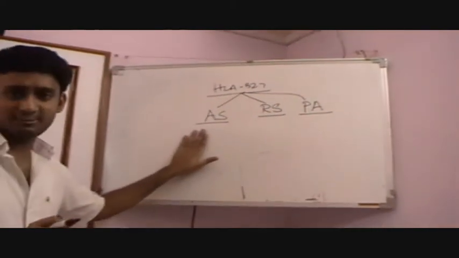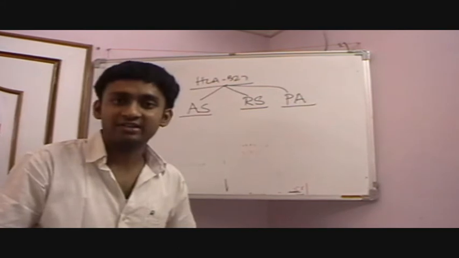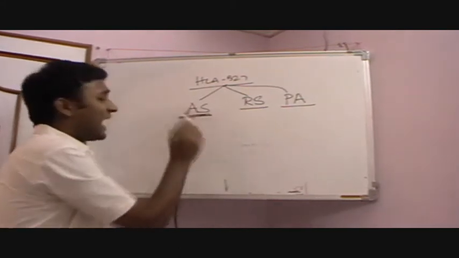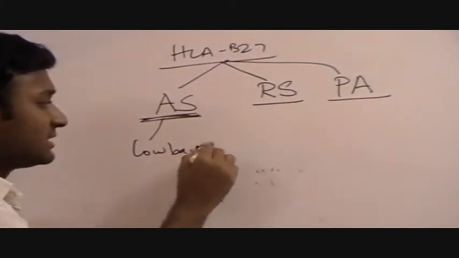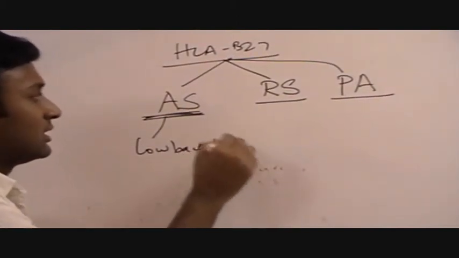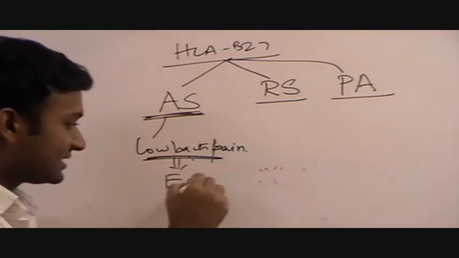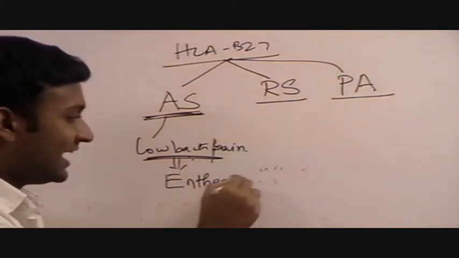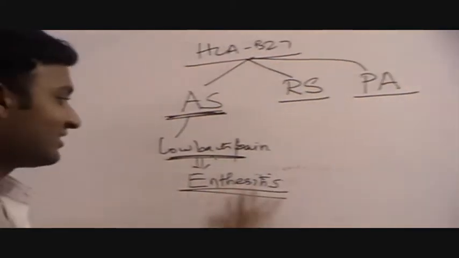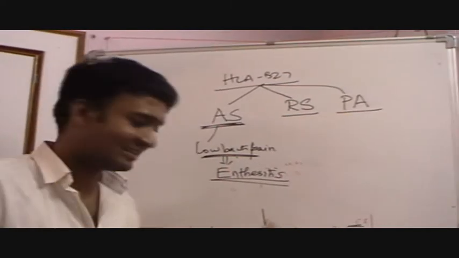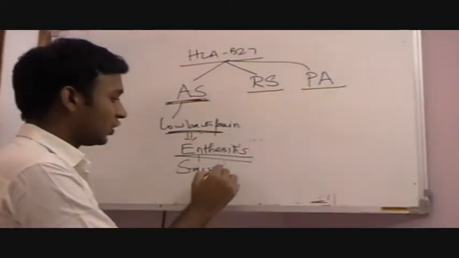Ankylosing spondylitis. Remember bamboo spine appearance on your X-rays. Here you have low back pain, a classical symptom. That is because there is enthesitis. The enthesis, or the part where the ligaments attach to the bone, gets inflamed. There is enthesitis, especially at the sacroiliac joint.